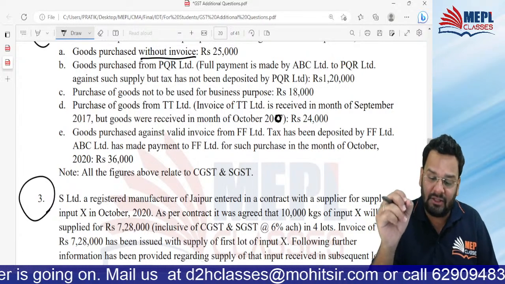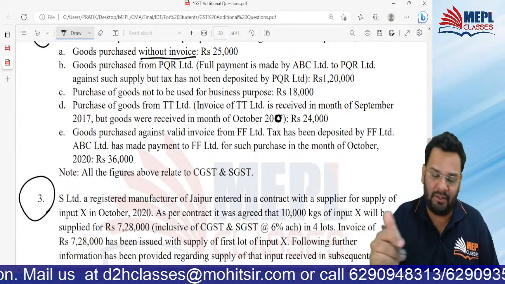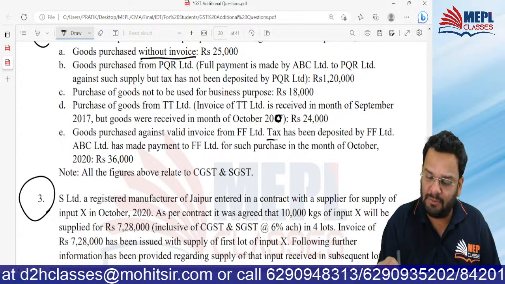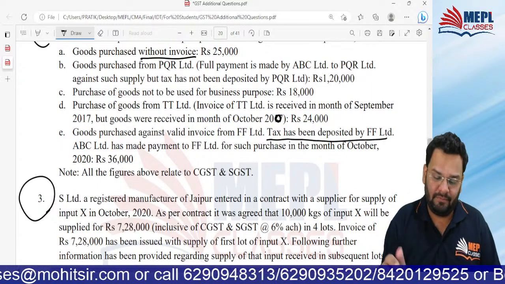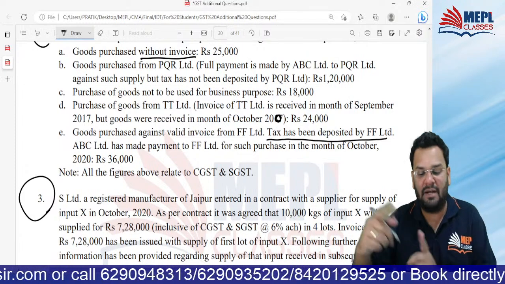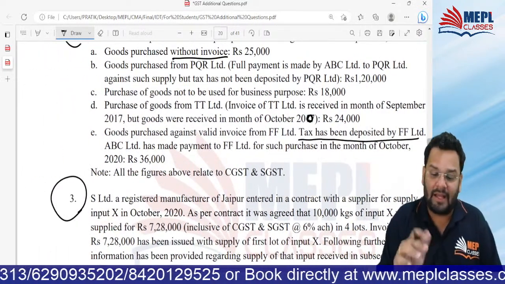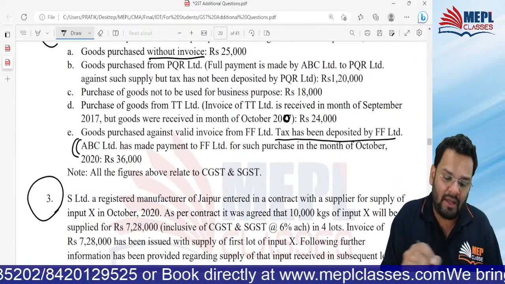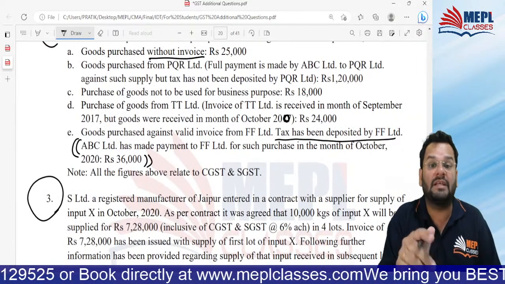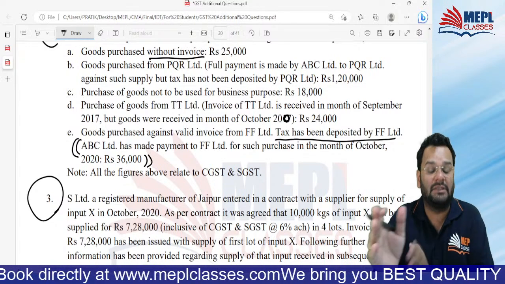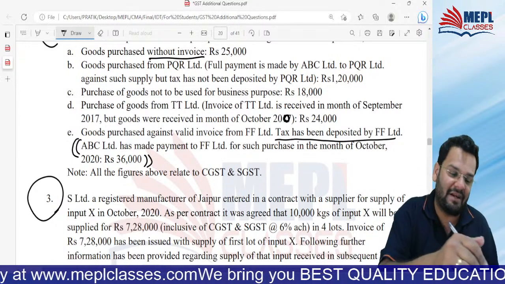Goods purchased against valid invoice from FF Limited. Tax has been deposited by FF Limited. ABC Limited has made payment to FF Limited for such purchase. It doesn't matter. As I told you, it doesn't matter when the recipient of supply makes payment to the supplier. As per the basic conditions, it doesn't matter.